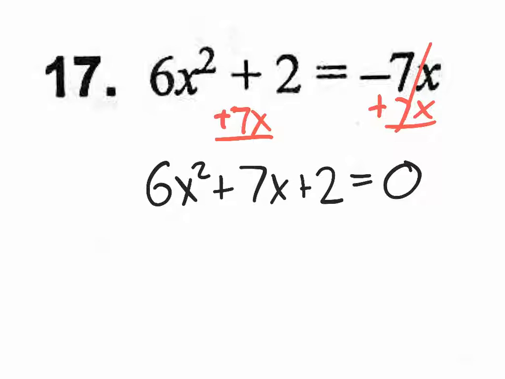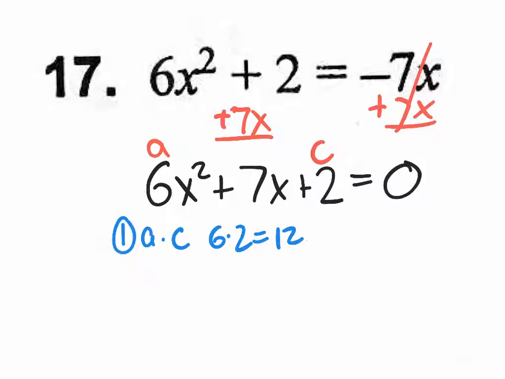Now it's set equal to 0. Now we're going to factor, split, and solve. In order to factor here, since our a value is 6 and our c value is 2, we have to actually multiply a times c, which would be 6 times 2, which is 12.